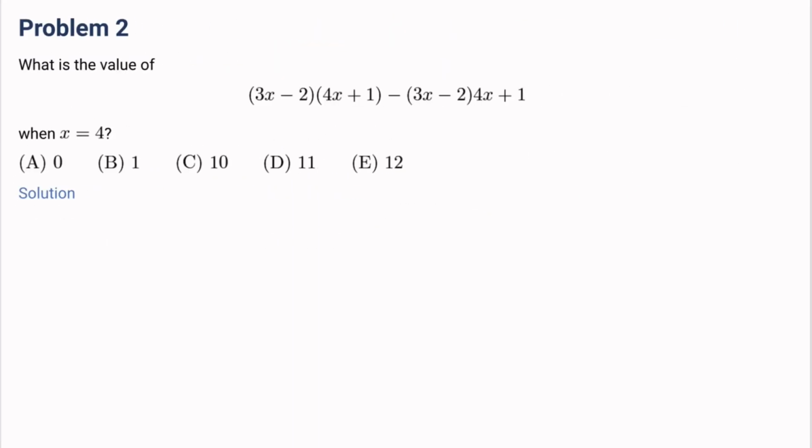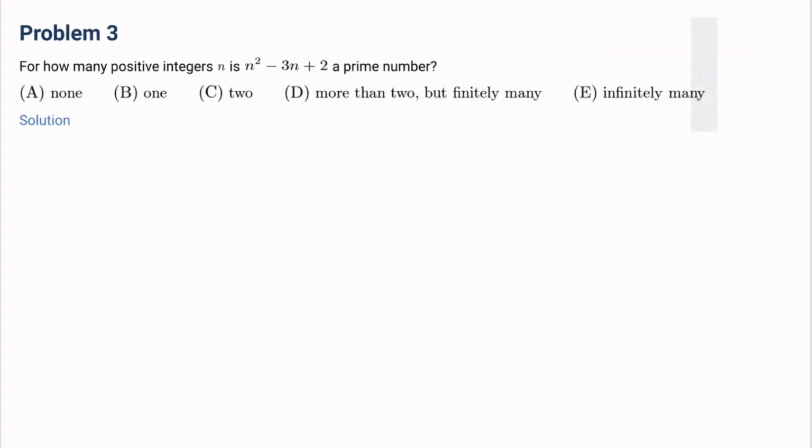Number 2, what is the value of this thing when x is equal to 4? Okay, so since these two are the same, we can just put those two together. So it's 3x minus 2 times 4x plus 1 minus 4x, which is 1. And so we have minus 1 after that, so x equals 4. Then that would give us 10 plus 1, so this equals 11. The answer is D.